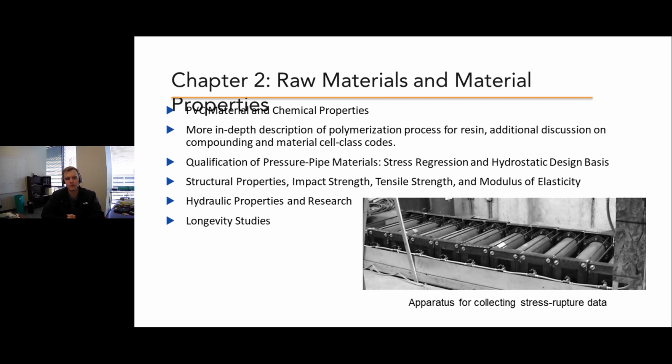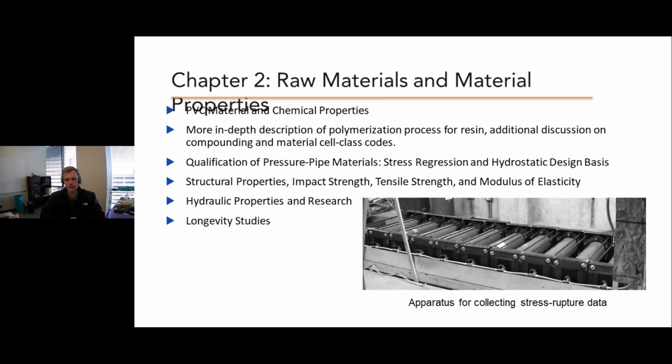But chapter 2 focuses on the raw materials and the material properties of PVC. So it gets into the PVC material and the chemical properties. In this chapter, the major changes: there was a more in-depth description added of the polymerization process for resin, as well as additional discussion on compounding of PVC material and material cell class codes. So, kind of as a brief background of that.